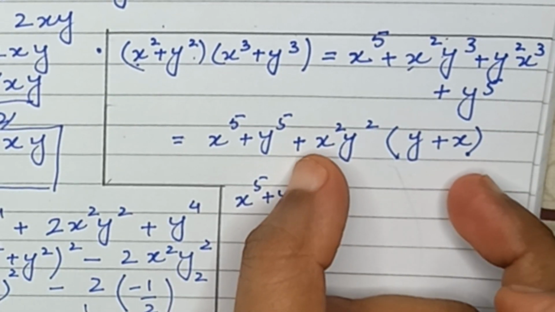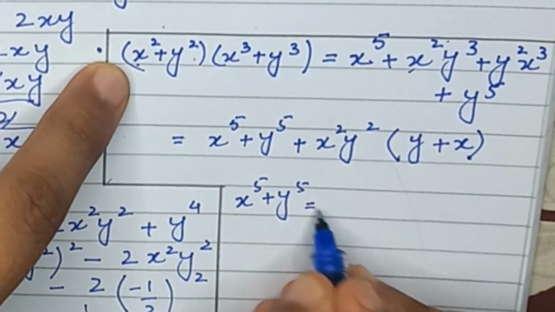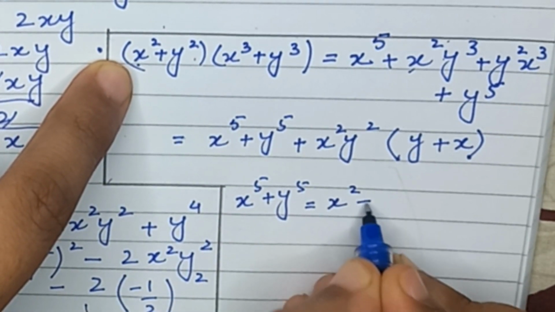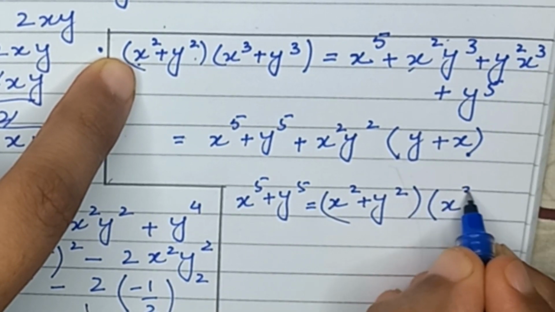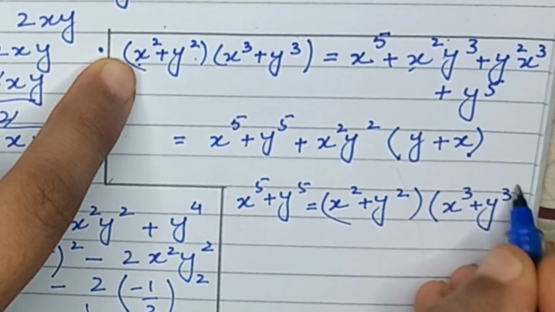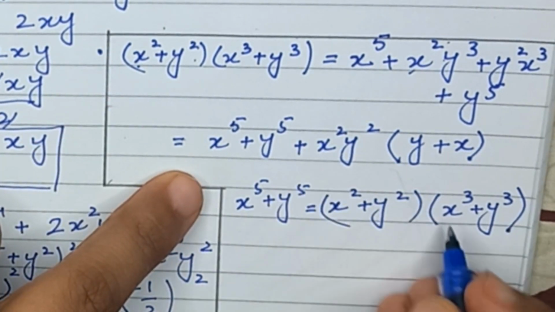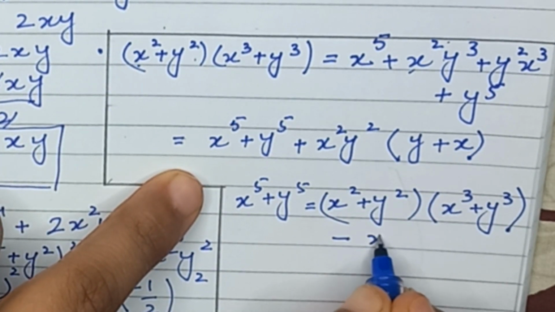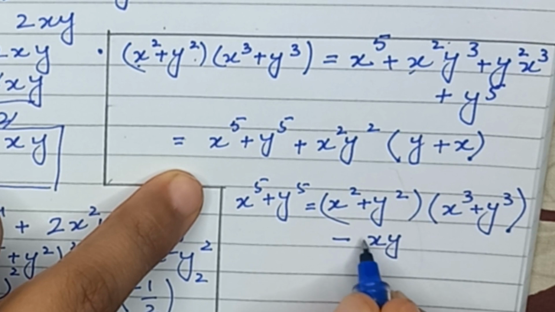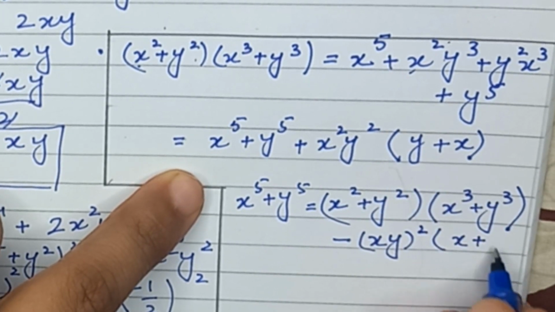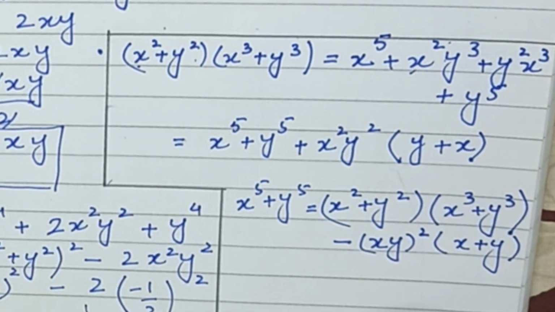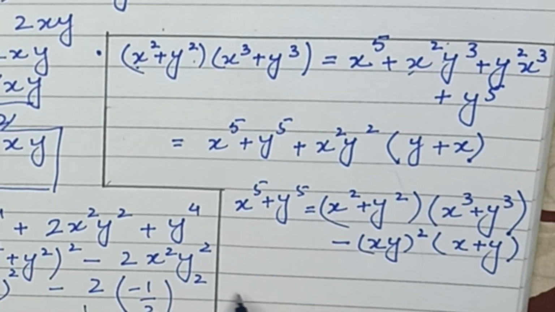so we will change its position from equal side. So it will become x square plus y square, x cube plus y cube, and negative of x square y square can be written as xy square into y plus x can be written as x plus y. Now we will substitute the values here.